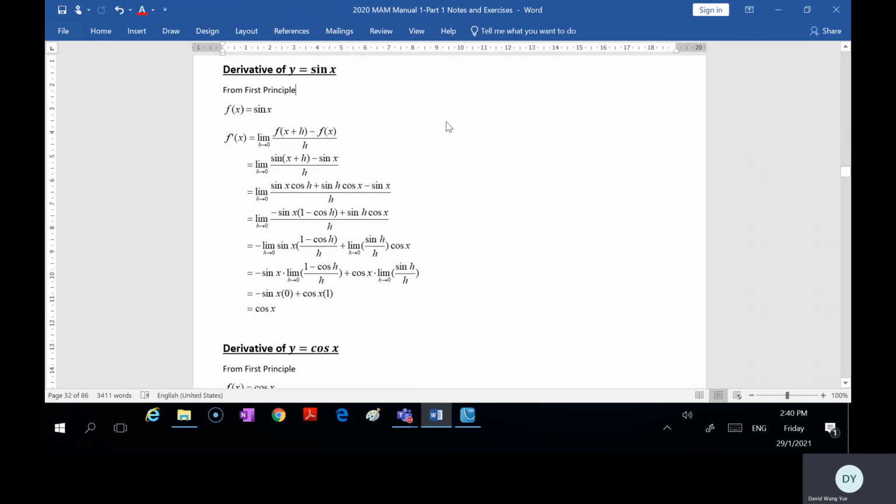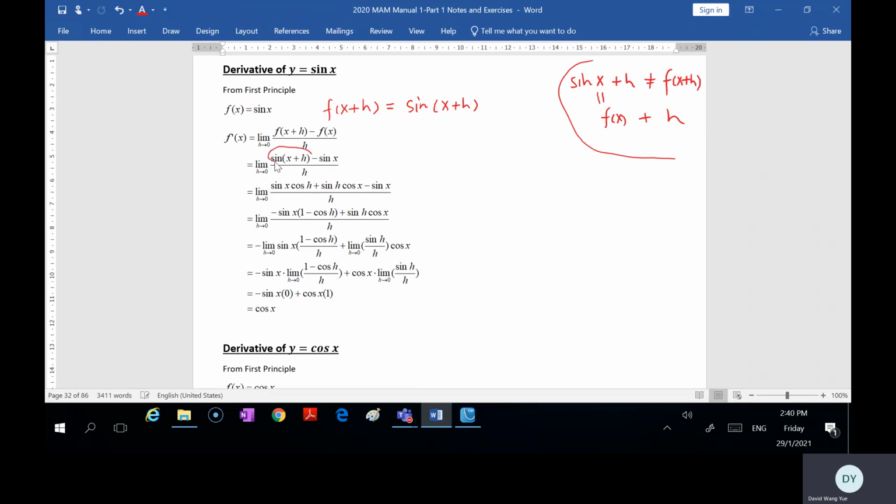F prime x equals the limit of f(x plus h) minus f(x), over h. And then f(x plus h) is sine of (x plus h). Please take note: this is not f(x) plus h; this is f(x plus h). You see the difference. If it's f(x plus h), x plus h in the bracket, that means x is replaced by x plus h in the bracket. So we have sine(x plus h) minus sine x, over h.